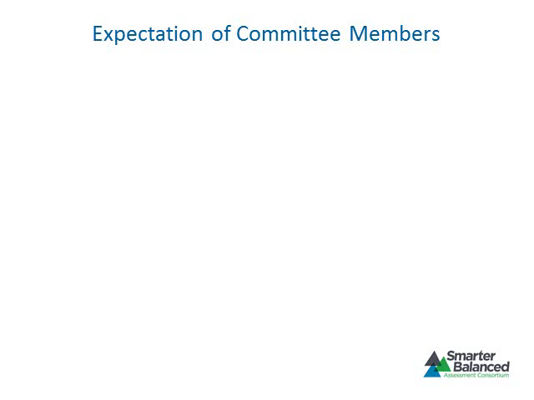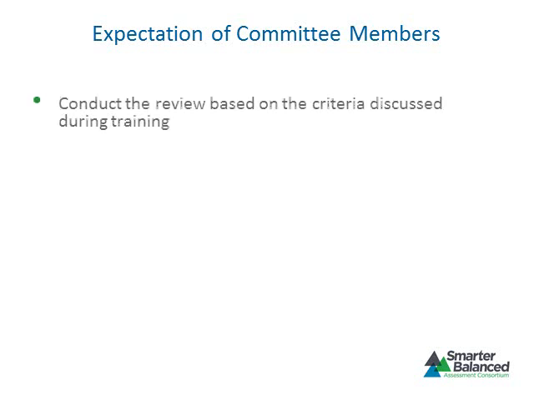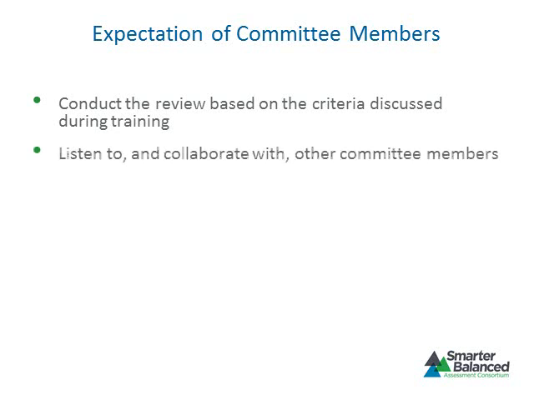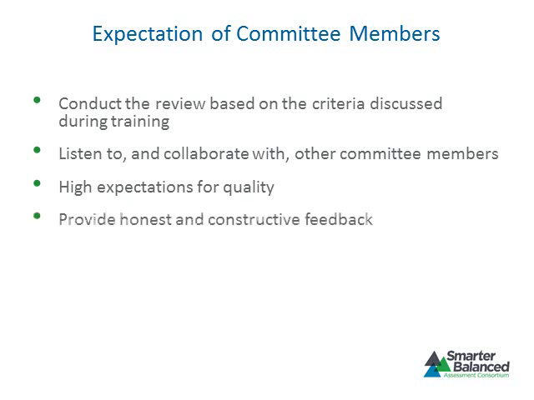There are several key expectations Smarter Balanced has established for review committee members. First, members are expected to apply the information contained in this module when reviewing items, tasks, and stimulus materials. They must work collaboratively with other committee members and be willing to listen to and respect the views of fellow committee members. It is important for committee members to hold high expectations for the quality of items, tasks, and stimulus materials, and to provide honest and constructive feedback for each item, task, or stimuli reviewed.